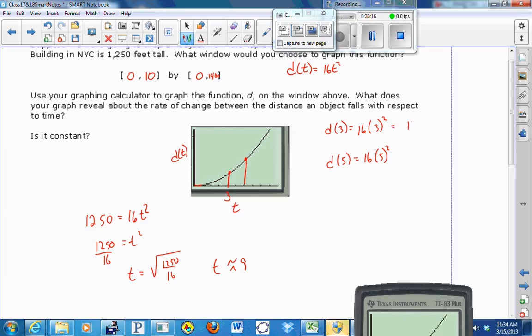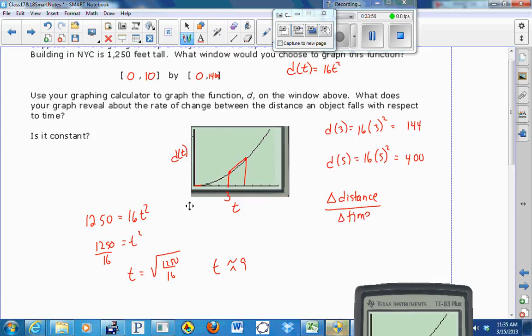Do I have a second on that? Yeah. That's what yours says too. Okay. How about after 5 seconds? 400. Okay. So if I connect those 2 points with a straight line, and I find the slope of that straight line between those 2 points, I'm finding the change in distance over the change in time.